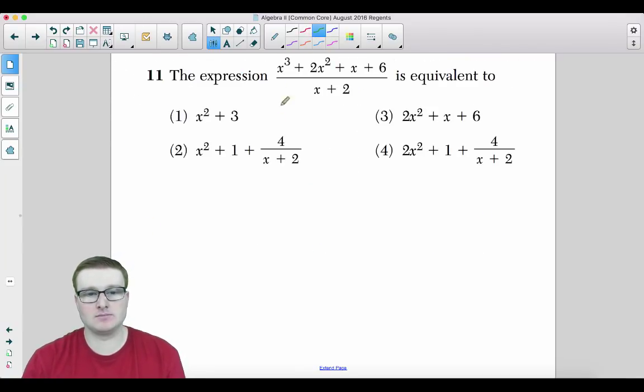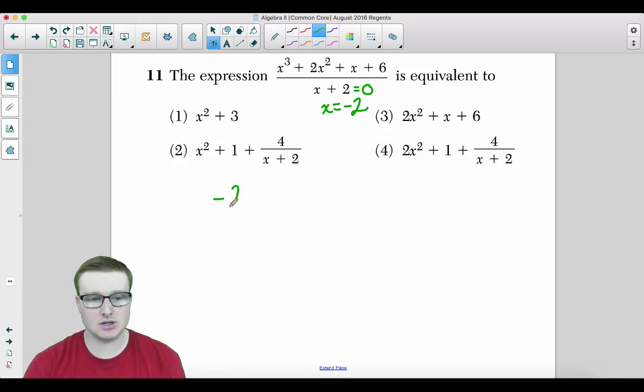Moving on to number 11. Please know how to do synthetic division. I think synthetic division is significantly easier than polynomial division. So in order to do synthetic division, you're going to set the denominator equal to 0 and solve for x. We get x equals -2, right? We're going to take that -2 and put it in the little box up here.